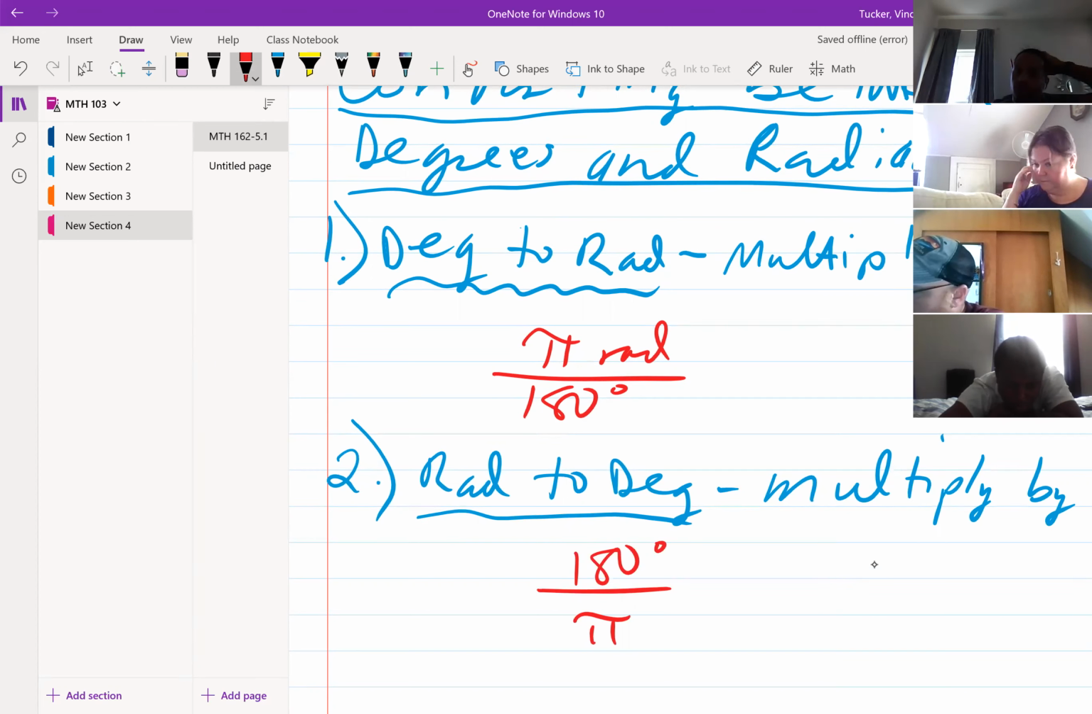All right, so converting between degrees and radians, you're going to multiply. If we're going from degrees to radians, you'll multiply by pi over 180. If you're converting from radians to degrees, you're going to multiply by 180 over pi.